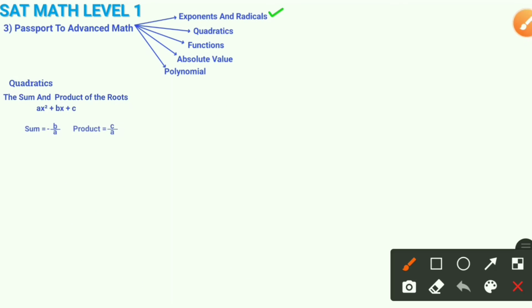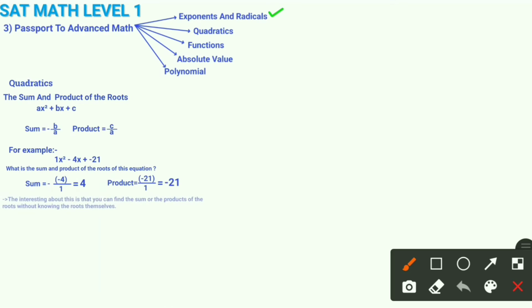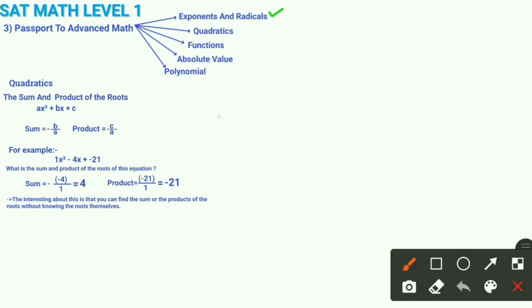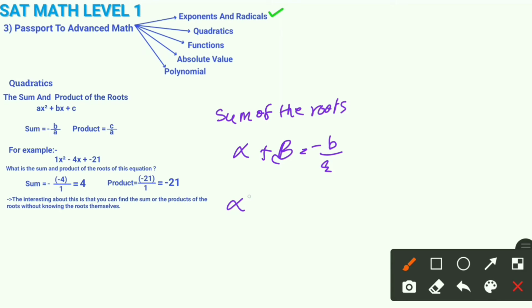The sum and product of the roots. What is the sum and product of the roots of this equation? The interesting thing about this is that you can find the sum or the product of the roots without knowing the roots. Let's say alpha plus beta is the sum. The sum of the roots is minus b upon a, and the product of the roots is c upon a. Okay, this is the product of the roots.